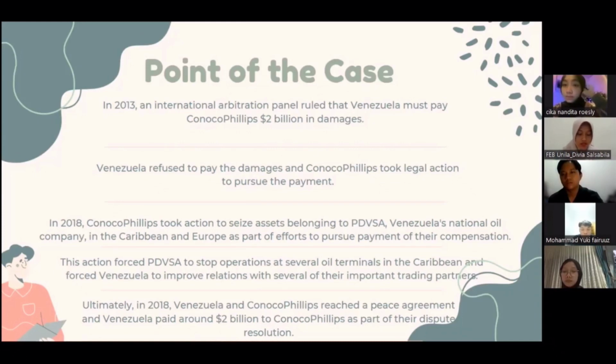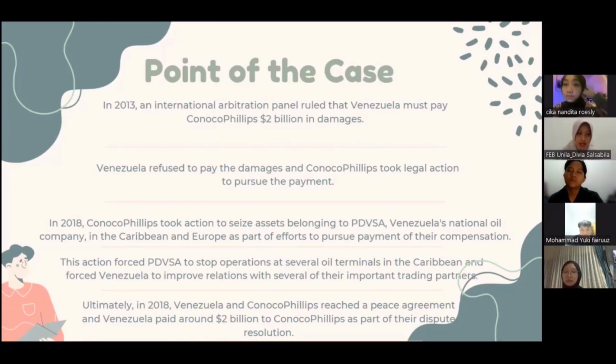In 2013, the International Court of Justice ruled that Venezuela must pay ConocoPhillips $8.7 billion in damages for the nationalization. However, Venezuela refused to pay the damages and ConocoPhillips took legal action to pursue the payment.